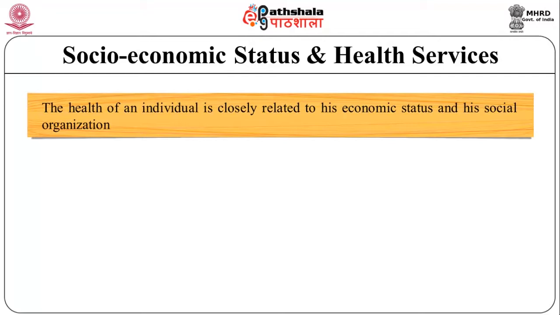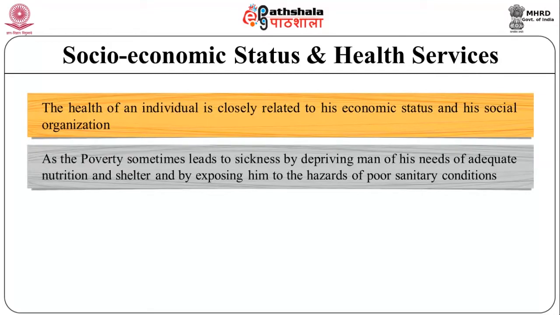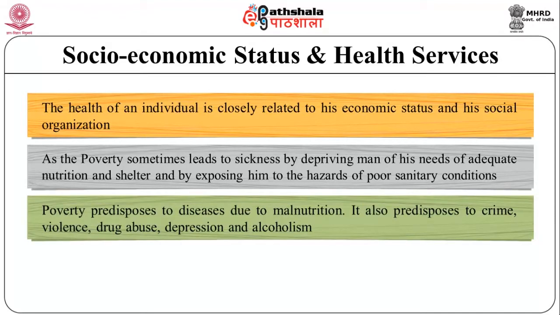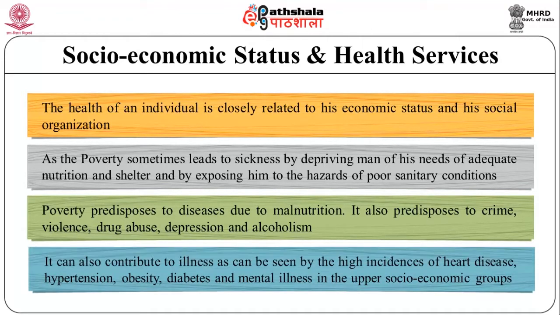Also, the health of an individual is closely related to his economic status and his social organization, as poverty sometimes leads to sickness by depriving man of his needs of adequate nutrition and shelter and by exposing him to the hazards of poor sanitary conditions. Poverty predisposes to diseases due to malnutrition. It also predisposes to crime, violence, drug abuse, depression, and alcoholism. Affluence can also contribute to illness, as can be seen by the high incidence of heart disease, hypertension, obesity, diabetes, and mental illness in the upper socio-economic groups.